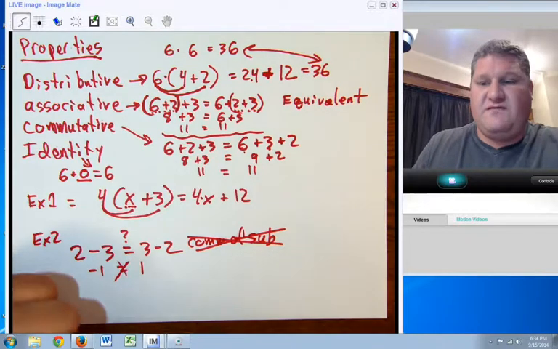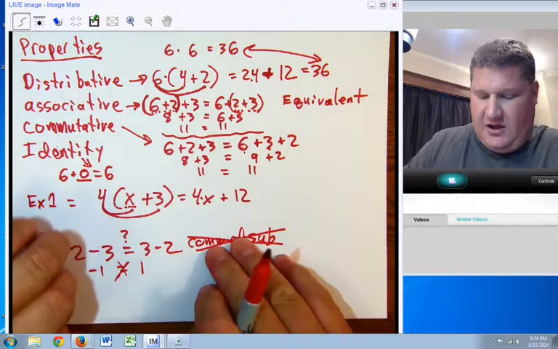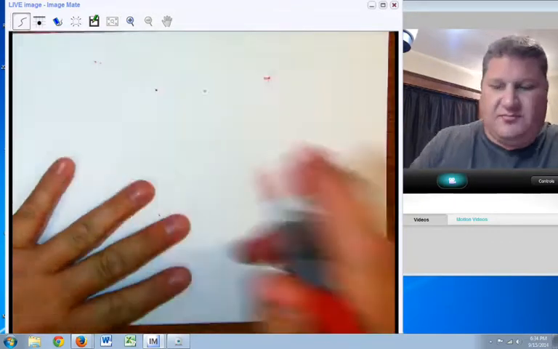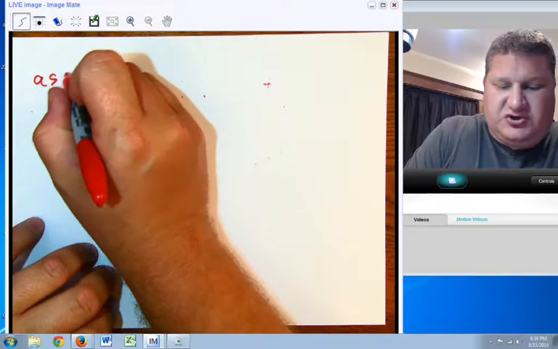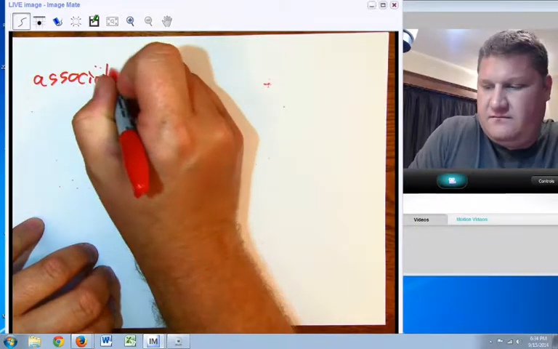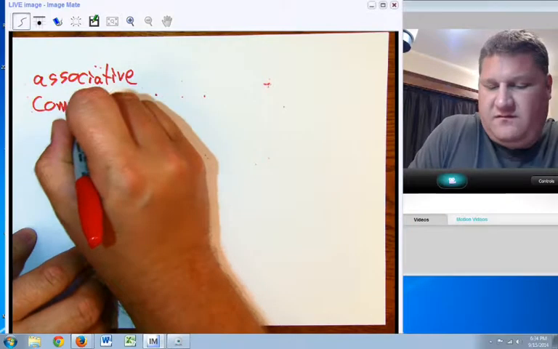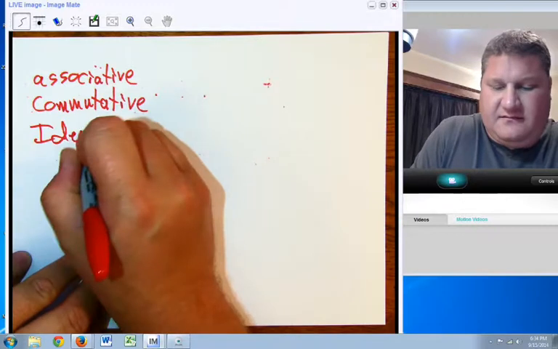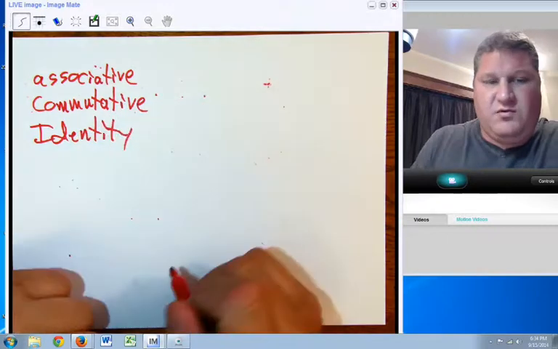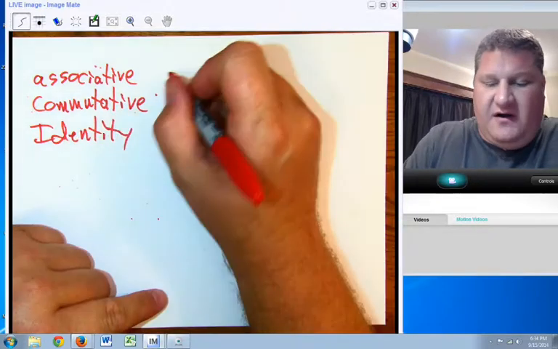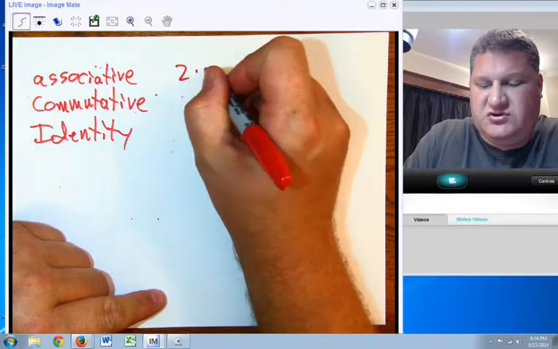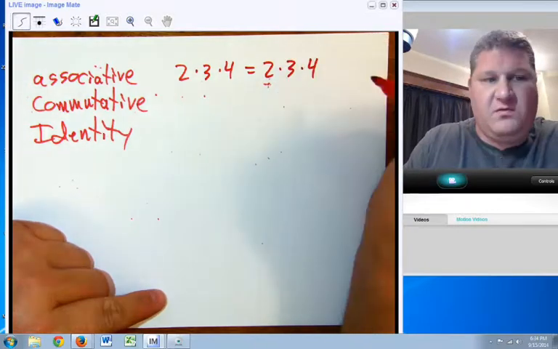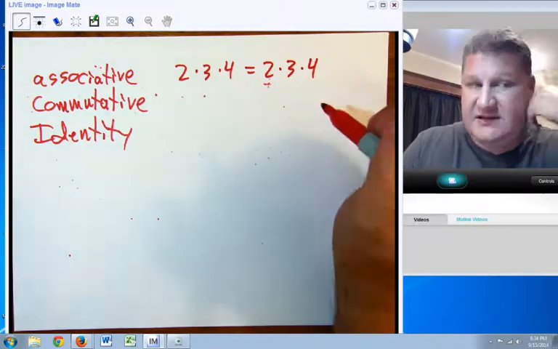So we have these various properties. Now, we can also go on to properties that are associative and commutative and identity, but they work with multiplication. Now, if I were to do associative property of multiplication, 2 times 3 times 4 equals 2 times 3 times 4. We can all agree that those are exactly the same.